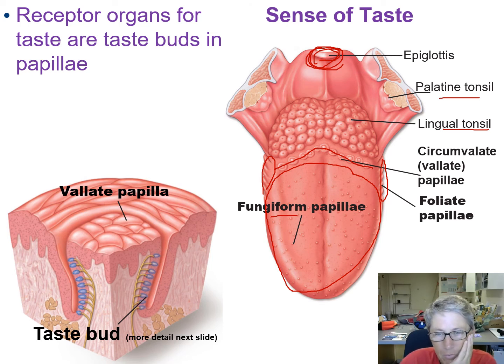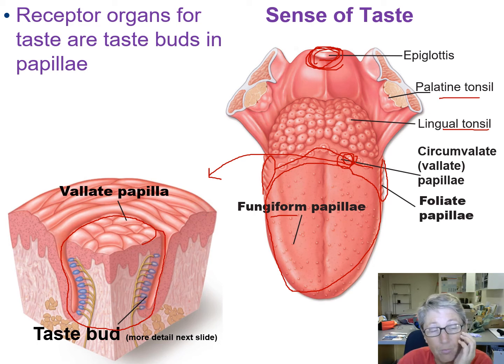And so if we take one of these circumvallate or vallate papillae and enlarge it over here, we can see that it's got these parts to it, and the important part in terms of physiology of taste are these taste buds. So these little purple things are taste buds, and we'll look at those in more detail in the next slide.